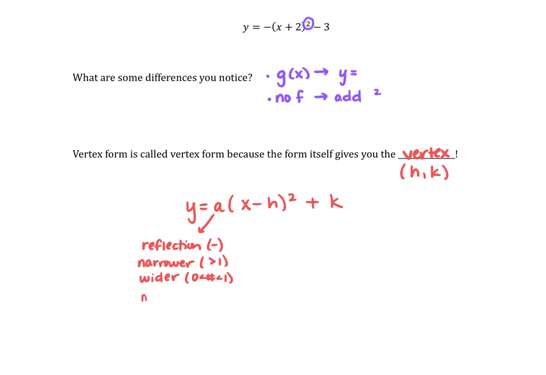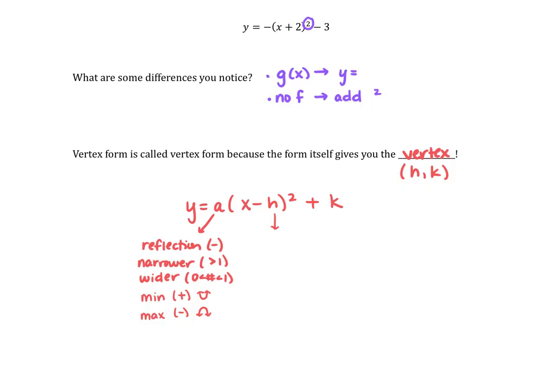If I'm dealing with a min, that is when my a value is a positive number. Because think about it, if my a value is a positive number, the parabola is opening up. But if my a value is a negative number, that's creating a max. Because when it's negative, remember, we know it's a reflection. So a reflection would have to open down, which will always create that max value. So a can tell us a lot. It tells us a reflection, it tells us narrow or wider, and it tells us a min or a max value.